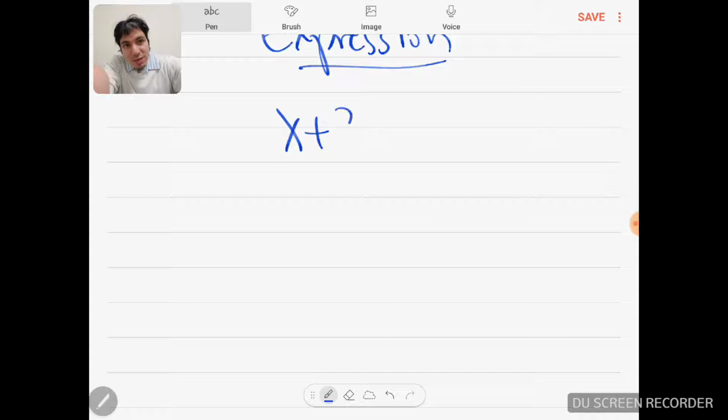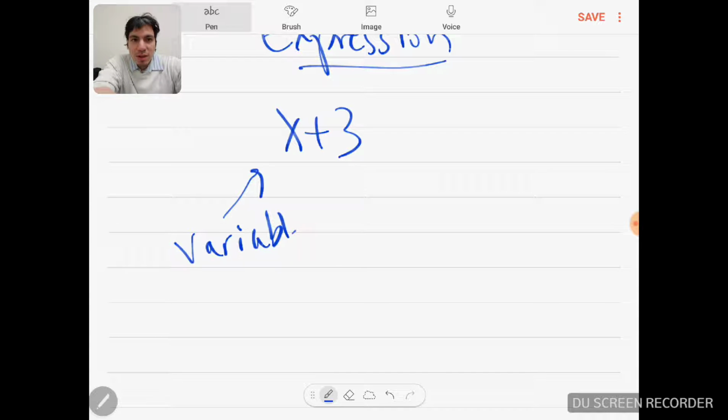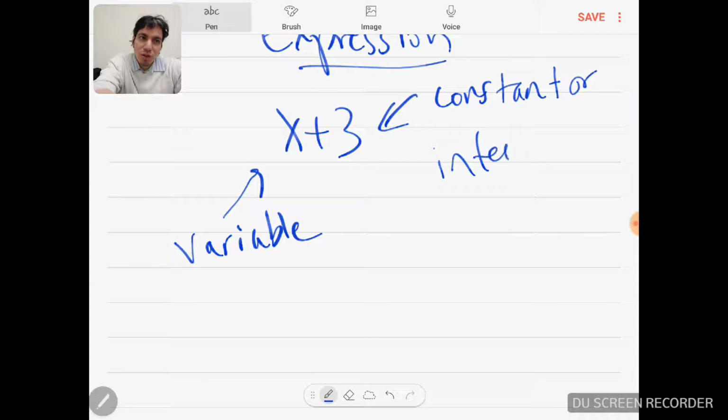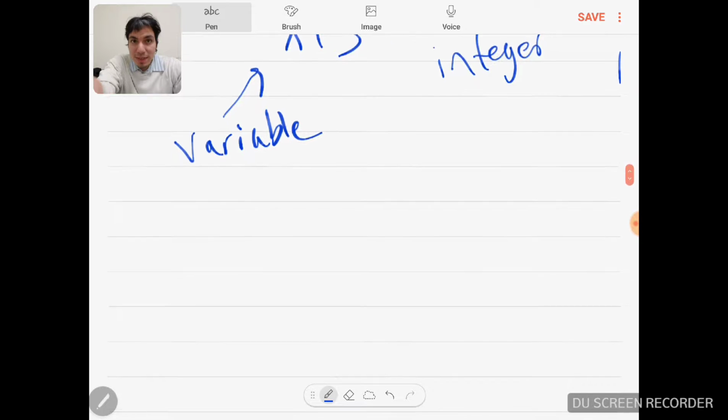You want to first identify a variable and a term and a number, which here this is a variable. And this number can mean a constant or integer. Either one, same thing. Let's see, same idea.